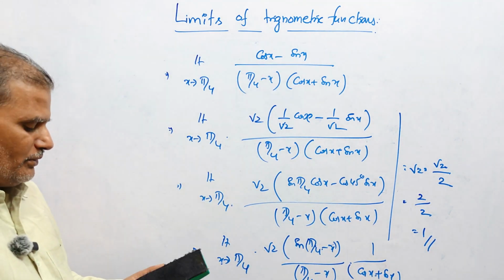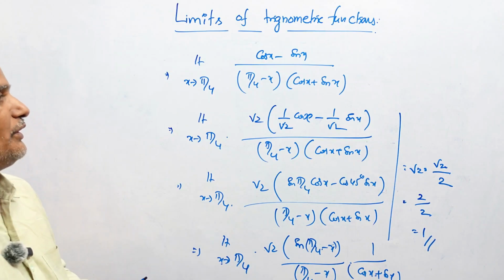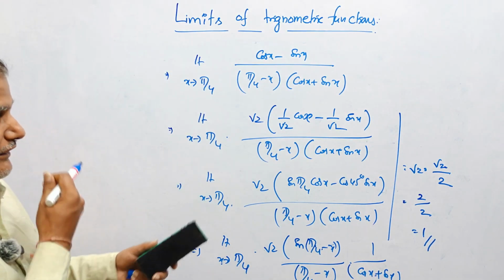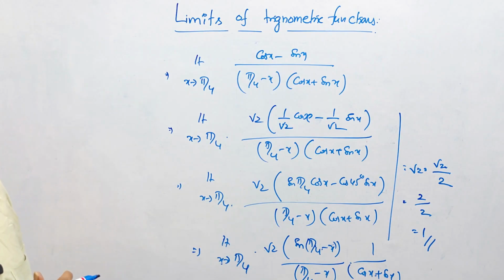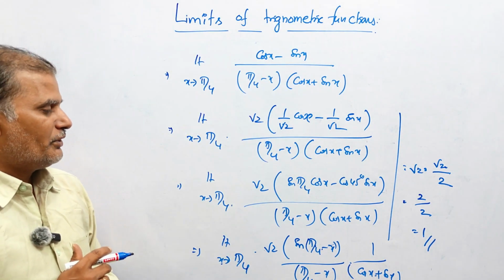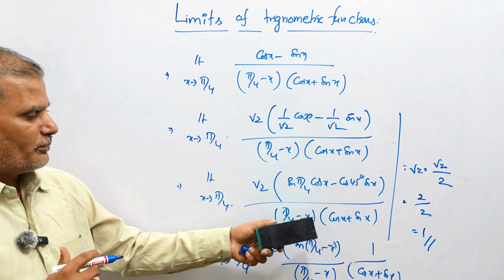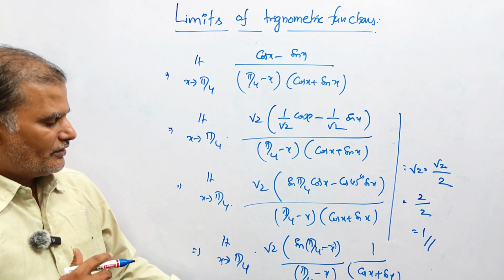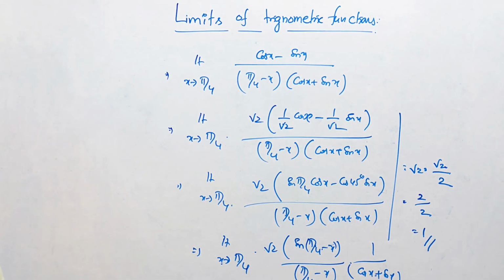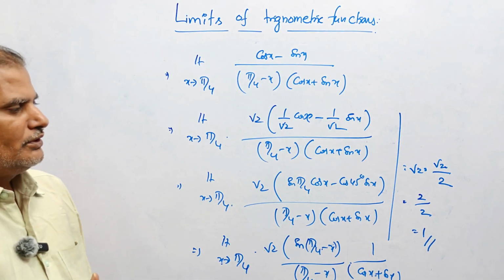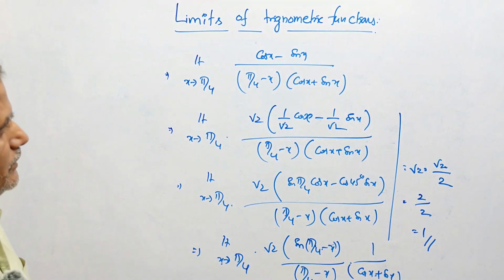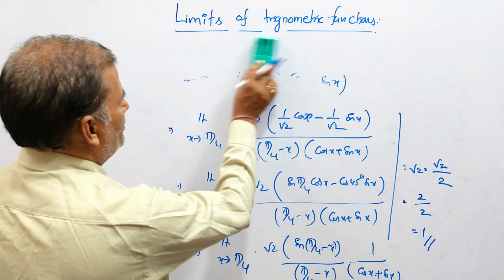This is a very easy problem. Whenever the problem is in pi by 4, if x tends to pi by 4, we convert the problem into pi by 4 minus x. Here we multiply root 2 in both numerator and denominator and we get this formation, sin x by x is equal to 1. Then you apply x tends to pi by 4, 1 by root 2 plus 1 by root 2, 2 by root 2, root 2 by 2, root 2 into 2 by 2 is equal to 1. This is also a very important problem.